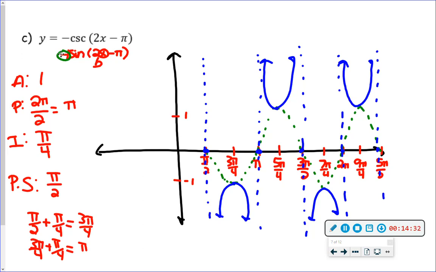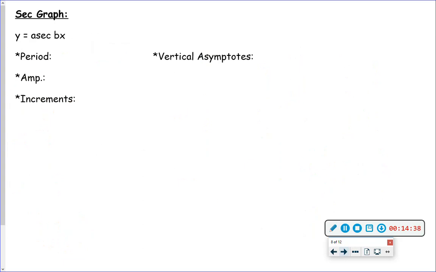So if you were good at drawing sine and cosine, secant and cosecant are going to be very, very simple. And notice, I did not list the vertical asymptotes on this. I just drew it, and you can too. All right, so secant, of course, think about everything you know for cosine, because they are related. Period, of course, 2 pi over b. Amplitude, absolute value of A. Increments, of course, are your period over 4.